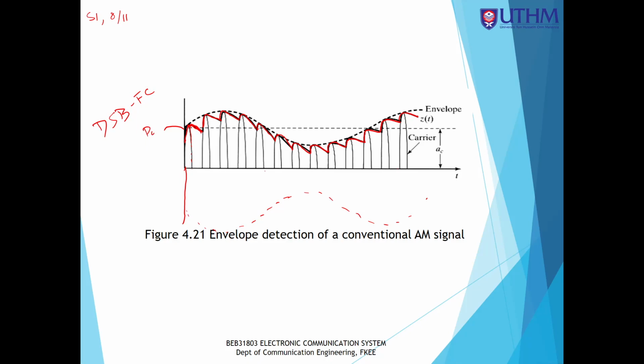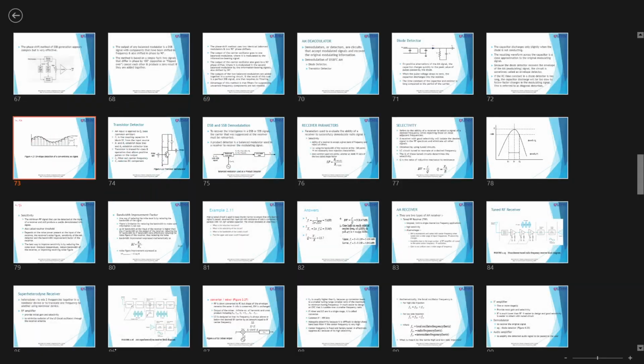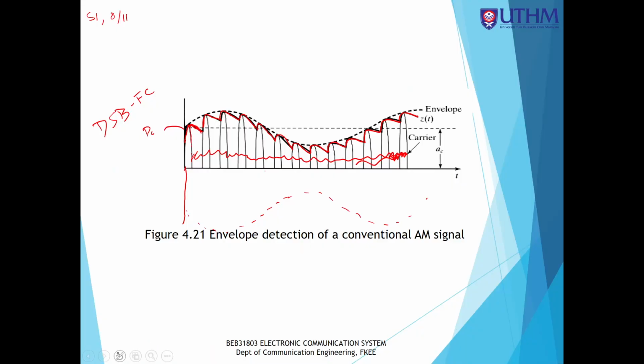So the output at point C, right after the RC tank circuit, will look like a sine wave, but above a certain voltage. So there's no wave like this, only the red color. So this is right after the RC tank circuit.